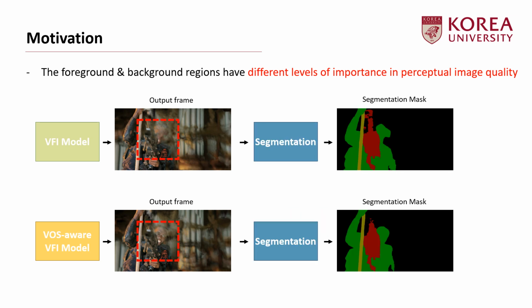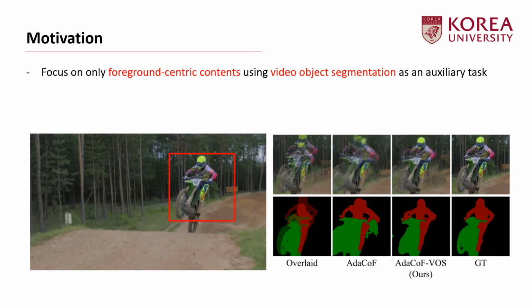In fact, when using an object segmentation model to generate output masks, it is evident that the bottom video has cleaner boundaries. To this end, our goal is to use video object segmentation, called VOS, as an auxiliary task. Focus on interpolating foreground-centric content.